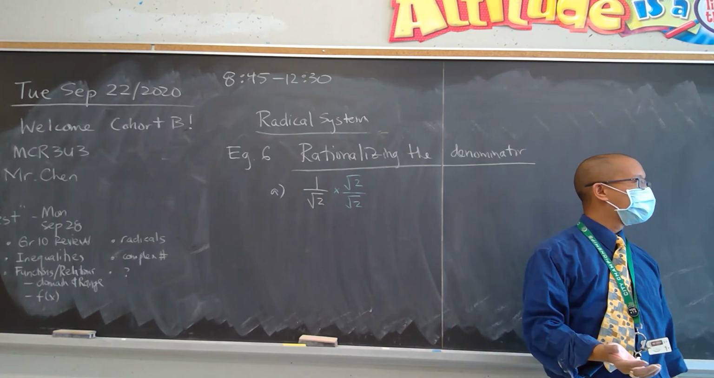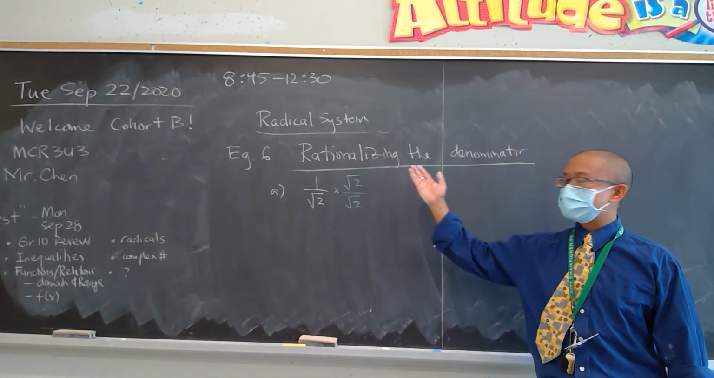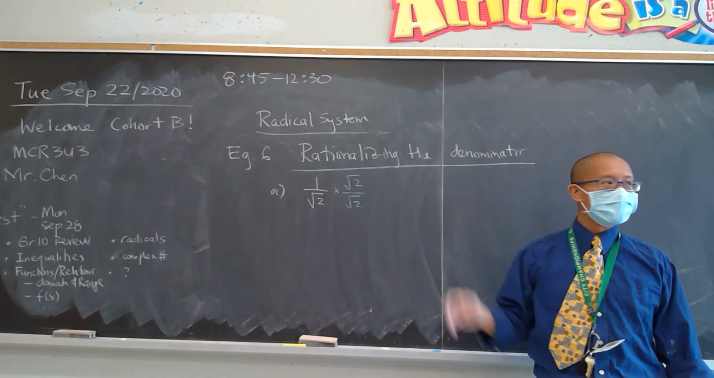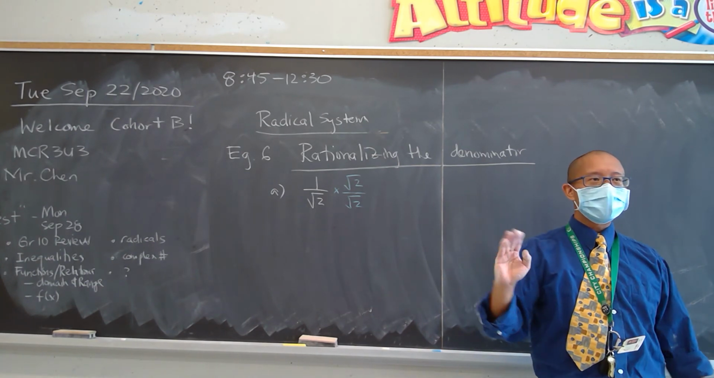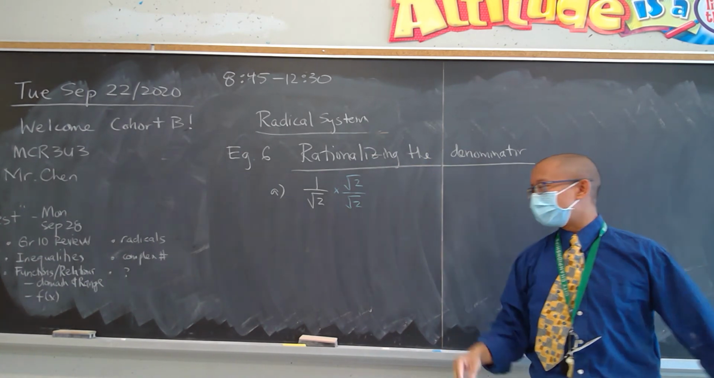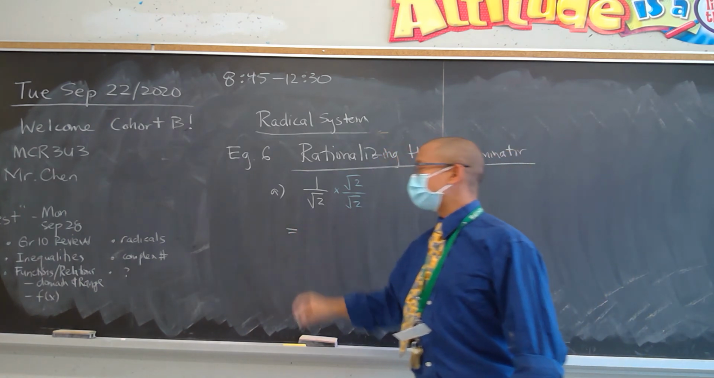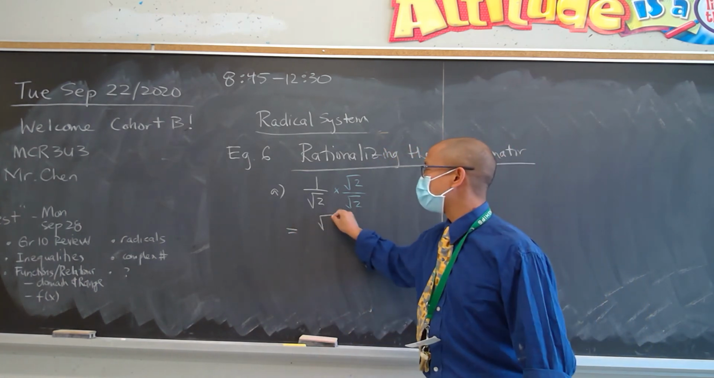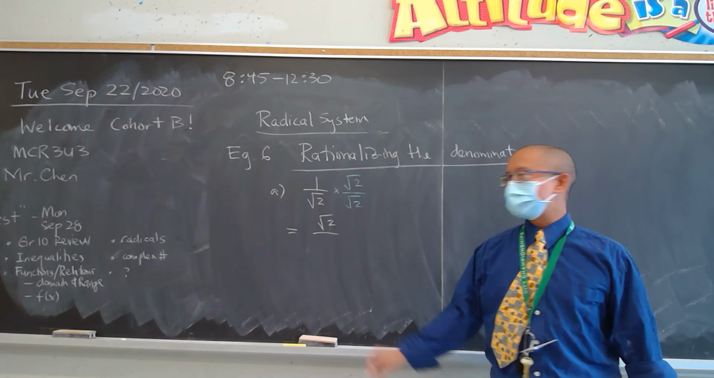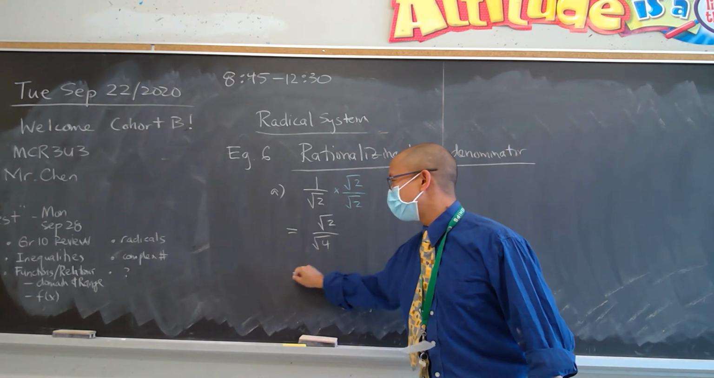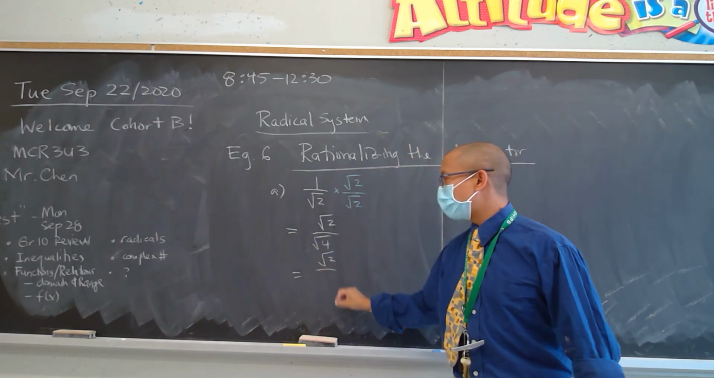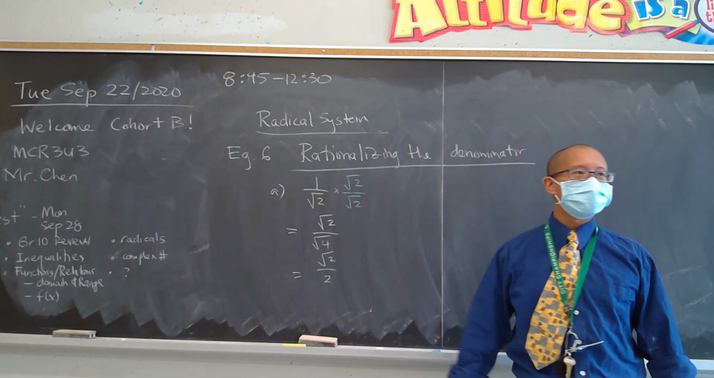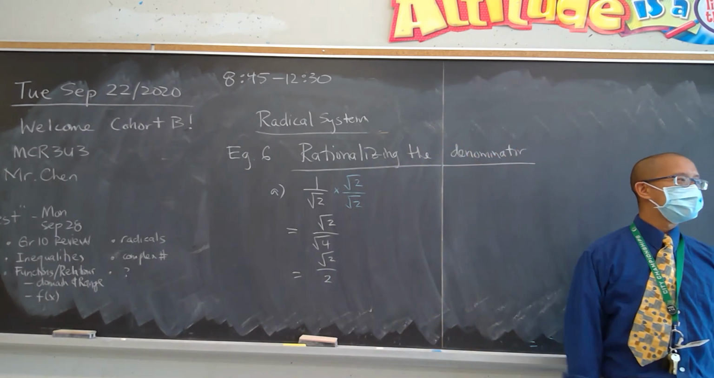So notice what I said, ladies and gentlemen. Although in mathematics we don't like having a radical in the denominator, radicals in the numerator are A-okay, it's all good. So 1 times root 2, that's root 2. Root 2 times root 2 is root 4, and the square root of 4 is 2. And that is the answer.